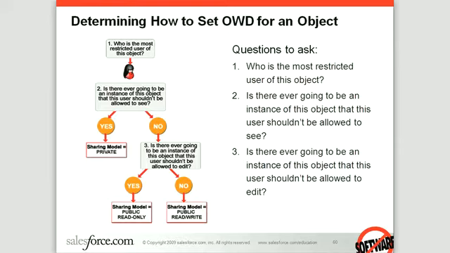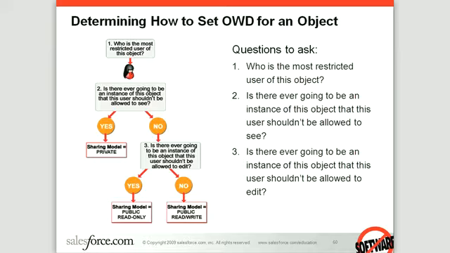Now, the thing about org-wide defaults is they are org-wide. Therefore, it's kind of the least common denominator thing here. So you have to ask, who is the most restricted user of this object? They determine what the org-wide default is going to be. Because if you have that one person who shouldn't be seeing or editing these records, then they kind of ruin it for everyone else, because now you can't share it with everyone.